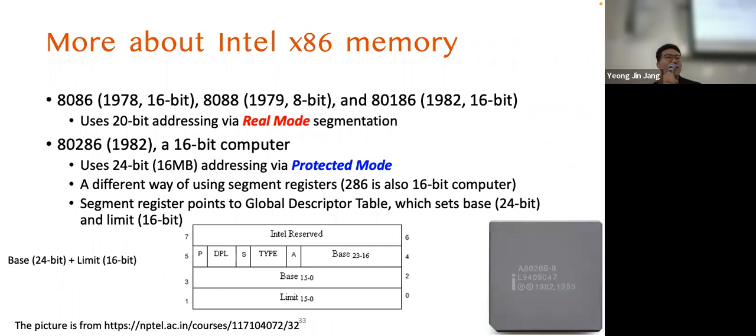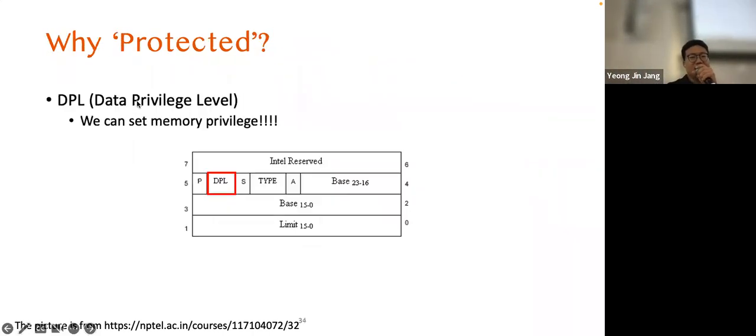The next topic is more about x86 memory and protection. For a bit of history about Intel CPUs, starting with the Intel 8086, they developed 16-bit computers, but at that time they felt that 16-bit was overkill. That's why they developed 8-bit computers a year or two later. And then they went back to another 16-bit computer in 1982. But the important thing here is that all these CPUs support 20-bit addressing and only real mode segmentation.